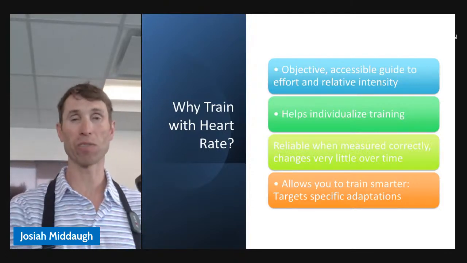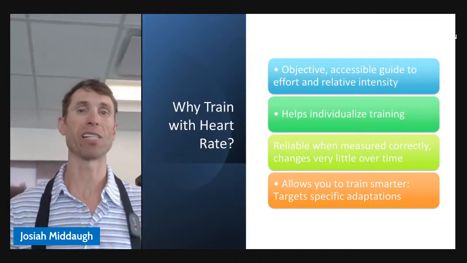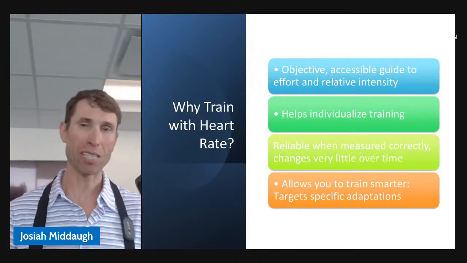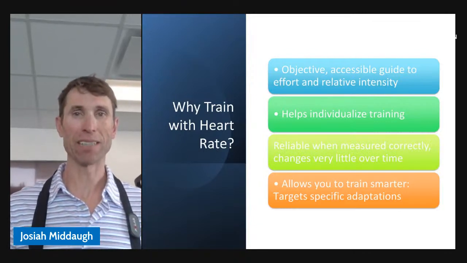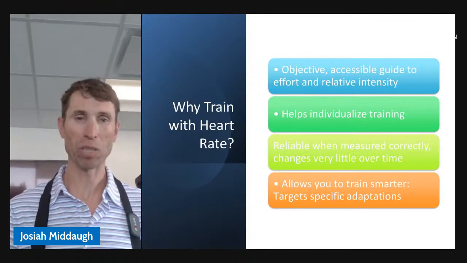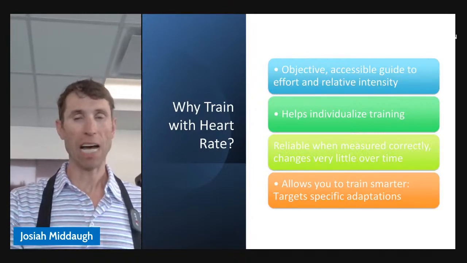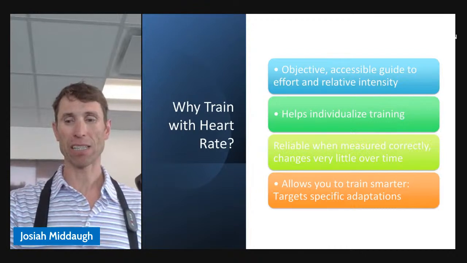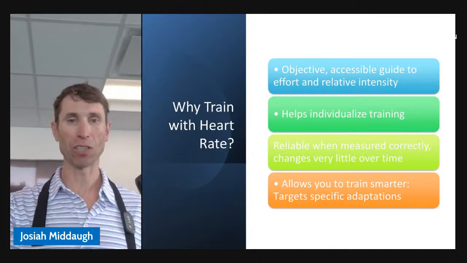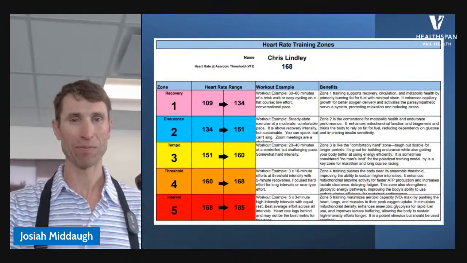And so it can be useful across a lot of different disciplines. You can use it on a bike, you can use it on a treadmill, you can use it outside, you can use it inside. And it's going to be very reliable once you get used to how it behaves and some of the limitations of heart rate. I always come back to it because even with its limitations, it changes very little over time and it becomes a very reliable metric.